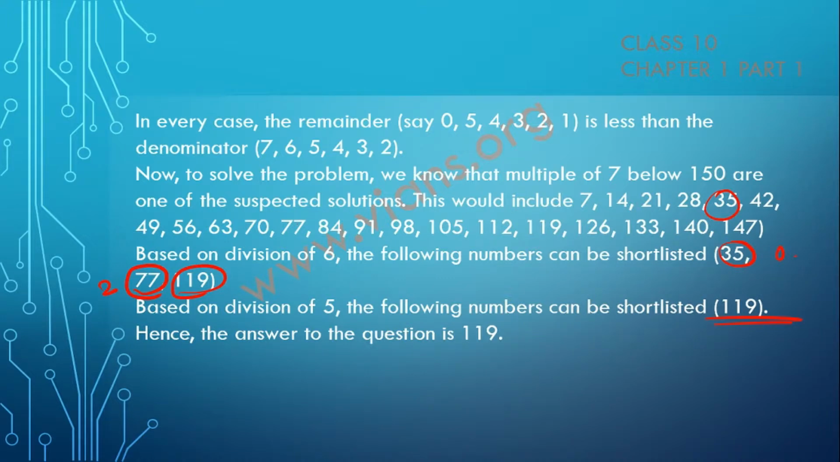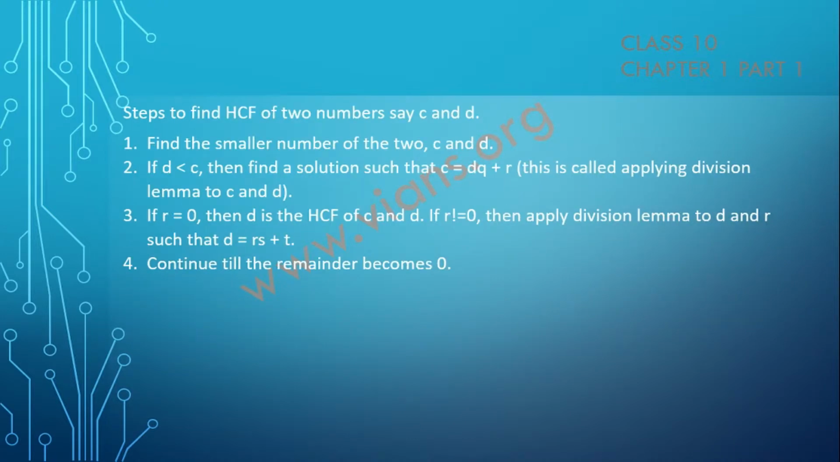And if you count 119 fives, then 4 would remain. So the answer is 119. So that's how you could use Euclid's lemma to solve this particular problem. There are different ways to solve this problem, but that's the way we are using it in this particular instance.